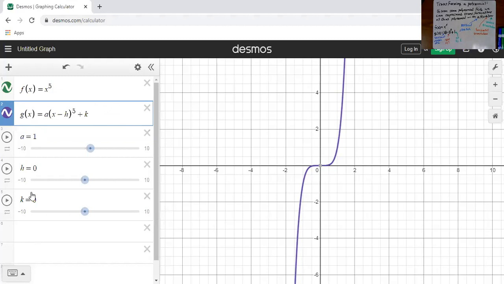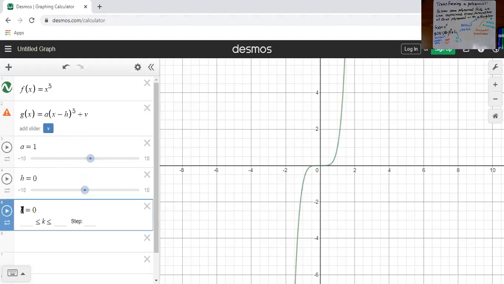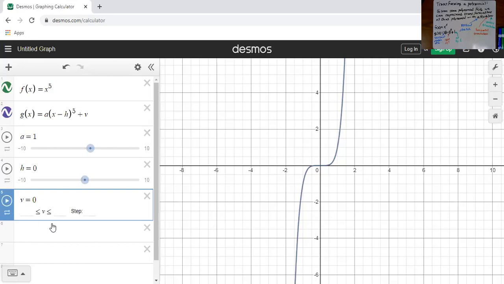Now, I've left... Oh, wait, it looks like I'm using K there. I'll make that a V to match what we have on the board. Okay, here we go. So what I'm going to do is I'm going to change these sliders, and you can see what they do. And we can check to see that our assessment here was correct.